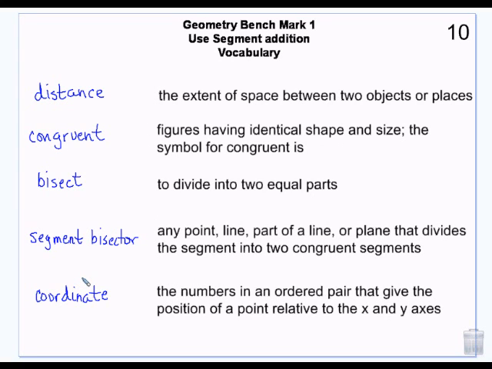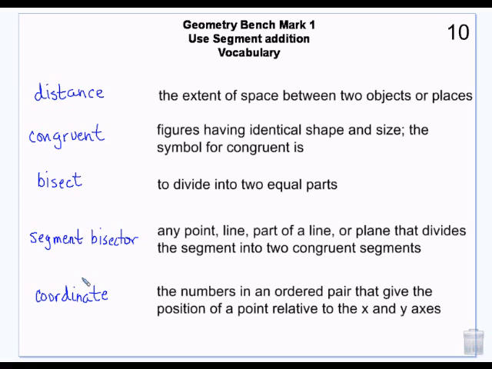Okay, so distance is easy. Distance is the extent of space between two objects or places. You guys are used to distance, the distance between here and your house, the distance between me and you. Okay, congruent. Congruent means it's the same shape and the same size. So you don't have to write it out this way, you can just write same shape and same size.